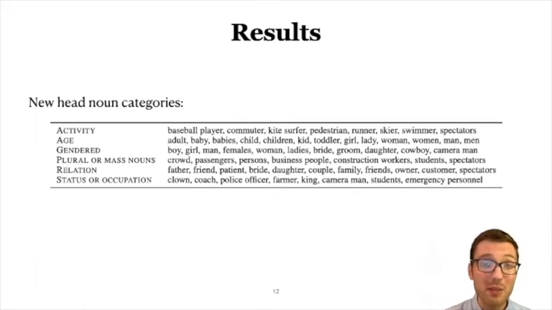Plural or mass nouns like crowd, passengers, persons, business people, etc. Relation nouns like father, friend, patient, bride, daughter, etc. And status or occupation nouns like clown, coach, police officer, and so on.